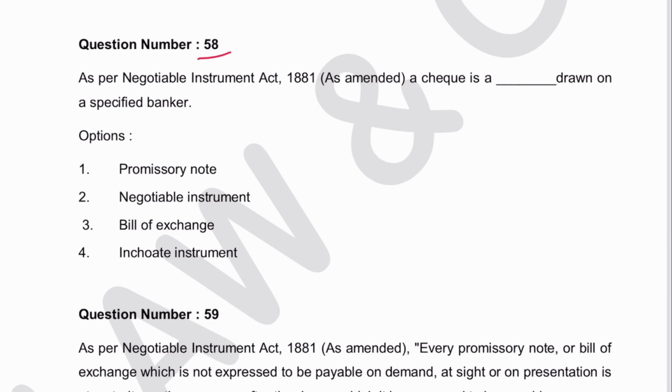Next 58. As per the Negotiable Instruments Act, a cheque is a bill of exchange drawn on a specified banker. Very repeated question, common question. Cheque is mentioned in Section 6 of the NI Act. 3 is the answer. Promissory note is 4. Bill of exchange is 5. Negotiable instrument 13. Inchoate instrument Section 20 in the NI Act.